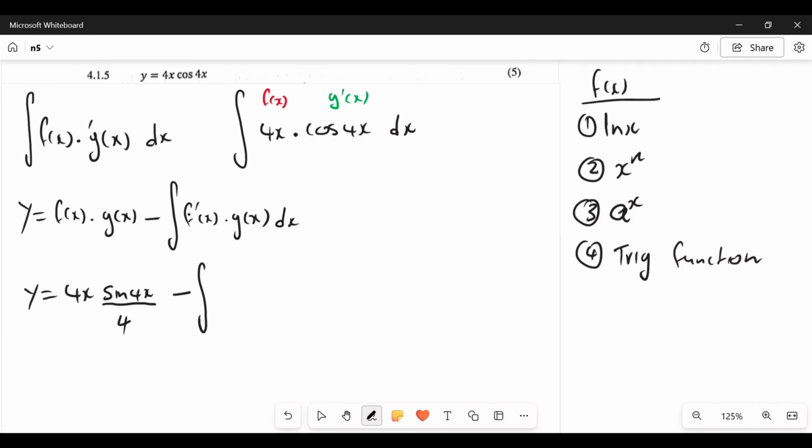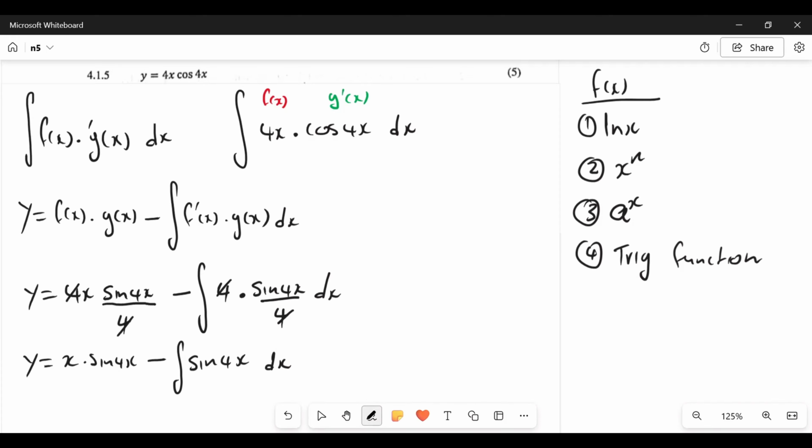Now what do we have there? We have to derive f of x. So let's derive our f of x there. Our f of x is going to give us 4 when we derive it, multiplied by g of x. Our g of x is sine 4x divided by 4. So it's going to be sine 4x divided by 4 dx. There we go. So we have 4 divided by 4. This here, if you continue, it's going to give us x multiplied by sine 4x. There we go. Minus. We have this 4 and that 4, they will divide each other. So we're only left with the integral of sine 4x dx.